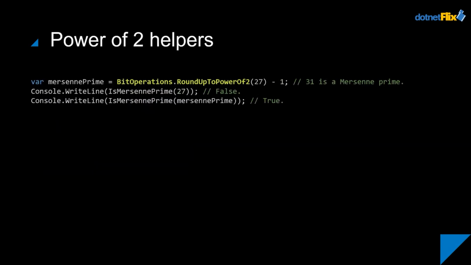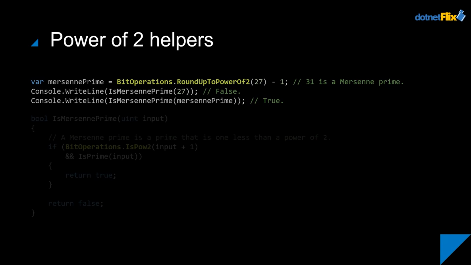Then there's a couple of new power of 2 helpers in .NET 6, one of which is the BitOperations.RoundUpToPowerOf2 method, which, as the name implies, rounds the value that you enter up to the first power of 2 value that it can find. In this case, I entered 27, and it will be rounded up to 32.